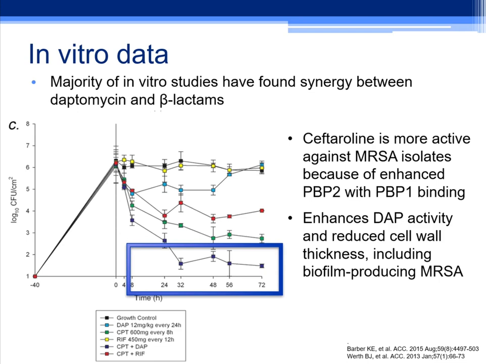The reason for this is what we referred to earlier. Ceftriaxone has enhanced binding to PBP2 through its mechanism, particularly PBP2A. It's able to get into that deep cleft that the other beta-lactams aren't able to get into, and it also has that PBP1 binding. So what we learned from an in vitro standpoint is that it enhances dapto activity by reducing cell wall thickness, but it also creates some anti-biofilm properties that you would think about with rifampin in particular, not so much with a beta-lactam.